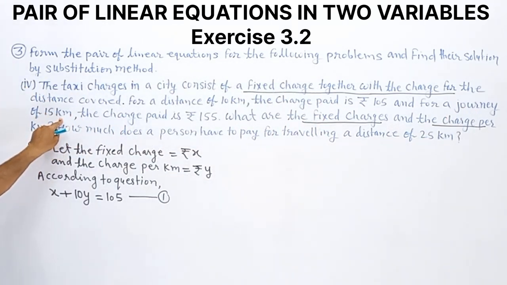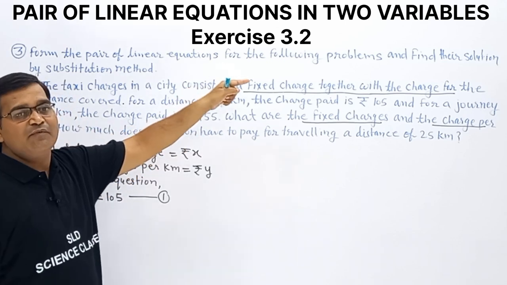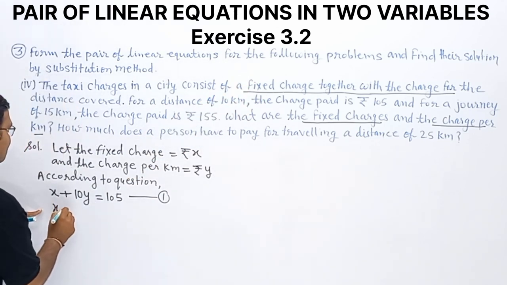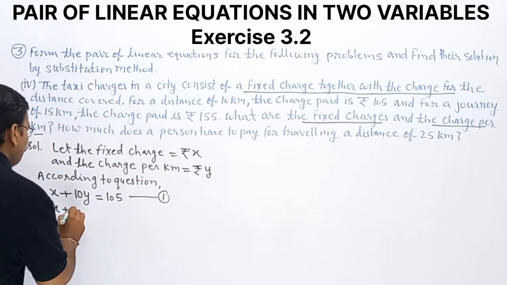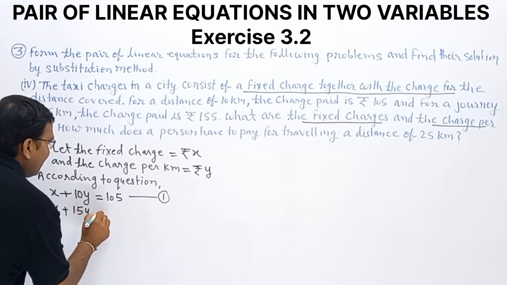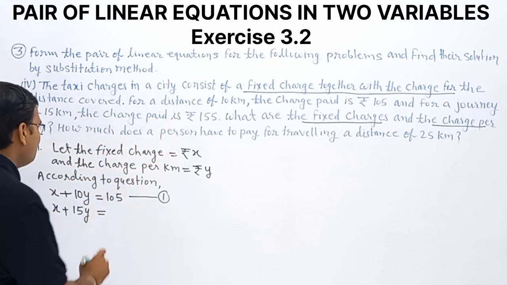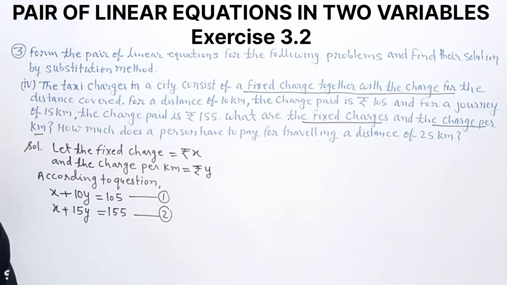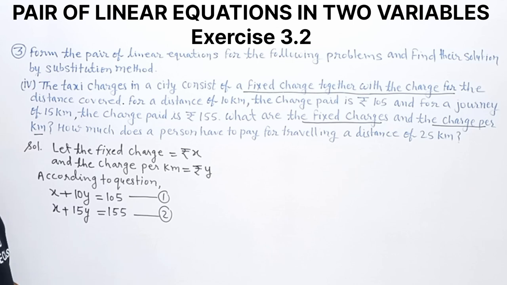Now the next situation: for a journey of 15 kilometers the charge paid is rupees 155. Here also we have the fixed charge x plus the charge per kilometer, so y multiplied by 15 kilometers, which is 15y. For this situation the charge paid is rupees 155. So this will be equation number 2. In this way we formed the pair of linear equations. Equations 1 and 2 are a pair of linear equations in two variables.